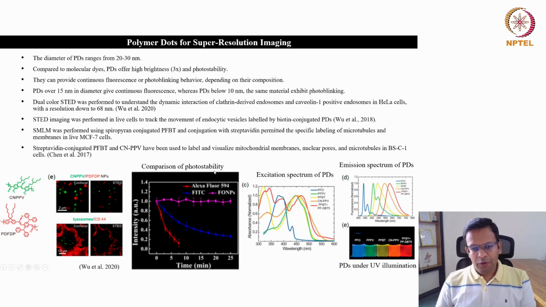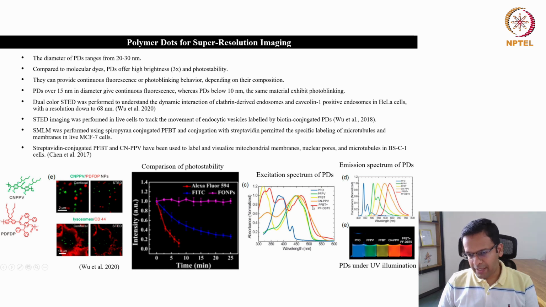This is the comparison of photostability. These FONPs are the polymer dots, and you can see that they offer very good photostability. Over 25 minutes, they do not bleach at all, whereas regular fluorescent dyes like Alexa Fluor 594 or FITC bleach much faster than these polymer dots. Here is the excitation spectra.